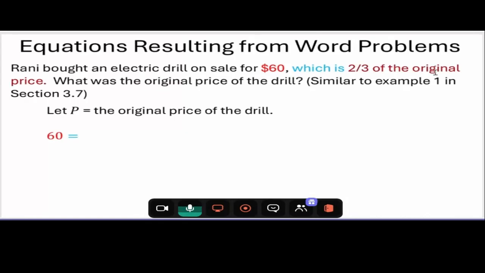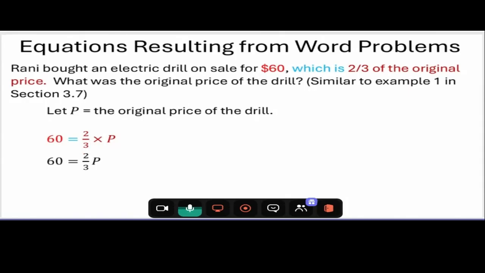How do we say 2/3 of something? We say that with a multiplication. 2/3 times the thing, and the thing in this case is the original price. So if I want to say what's 2/3 of 900, you go 900 times 2/3, or 2/3 times 900. So here we've turned this sentence into an equation. 60 in red, equal sign in blue, 2/3 of the original price, 2/3 times P, like so.